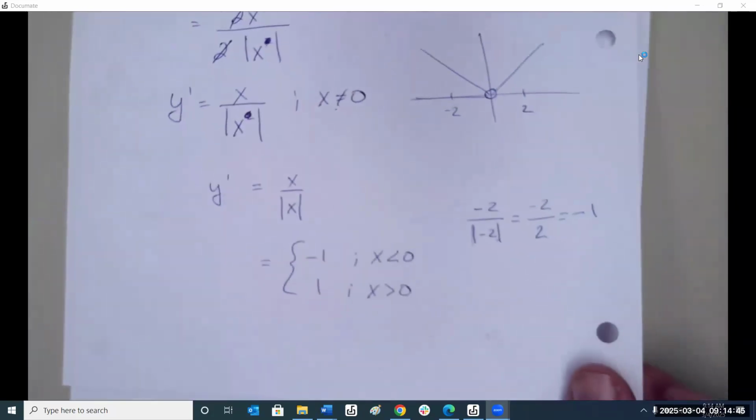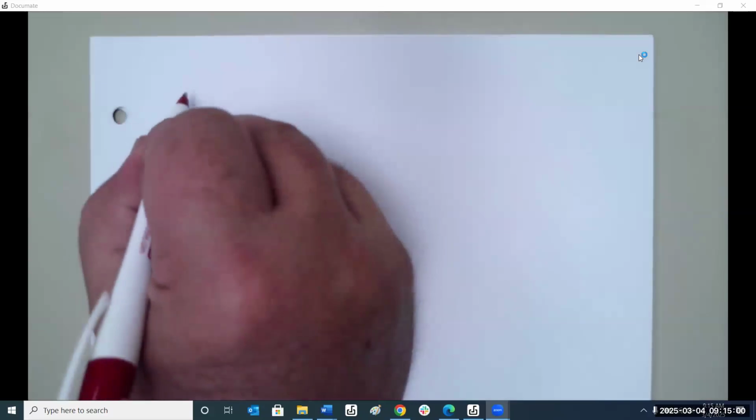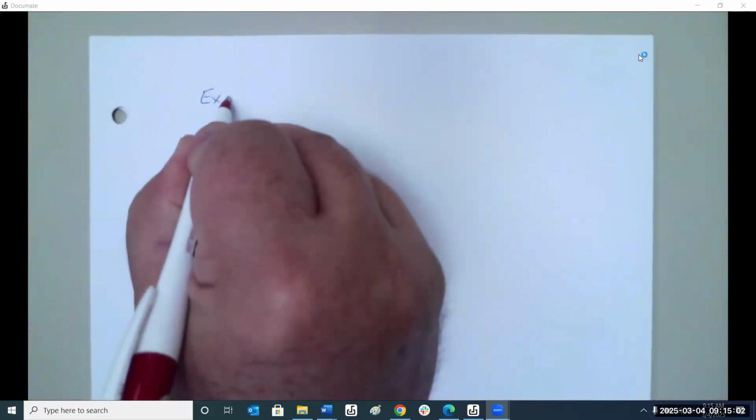Everybody okay? So again, you notice we're doing a lot of basic algebra manipulations here. Absolute value is square root of x squared. Basically trig manipulations. So another one.